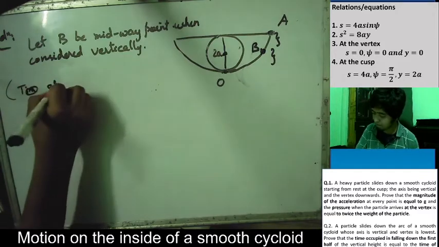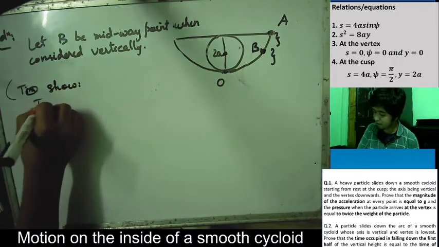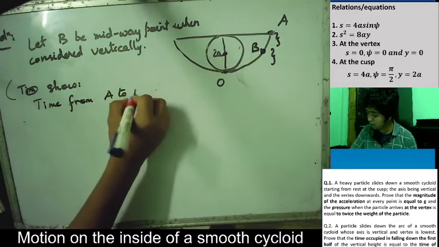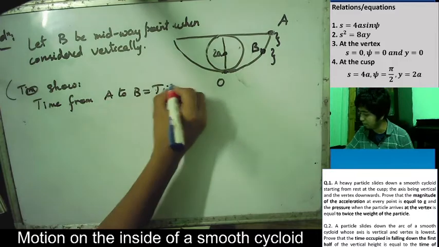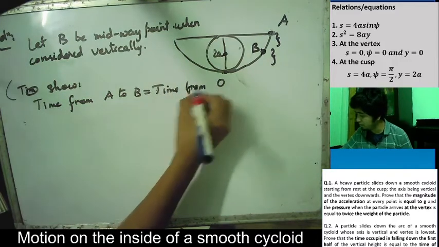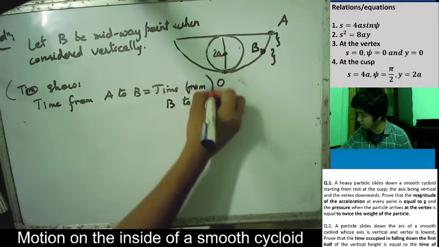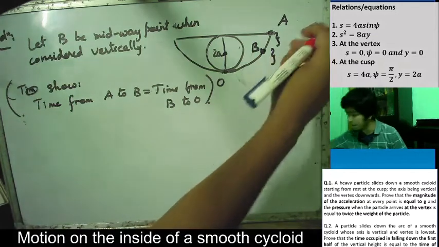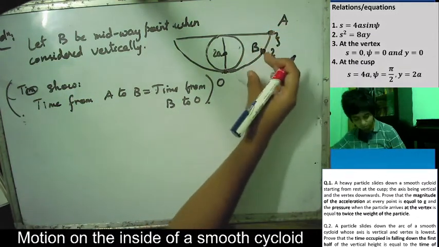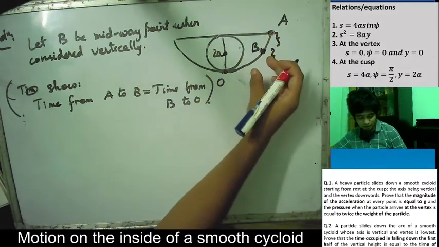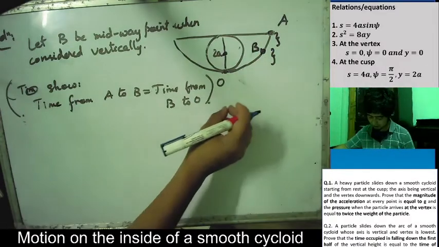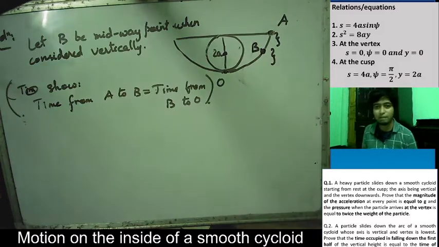To show: time from A to B equals time from B to O. So the time in falling down the first half is equal to the time in falling down the second half. This is what I'm writing over here.